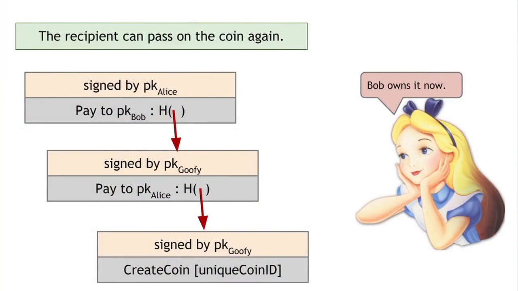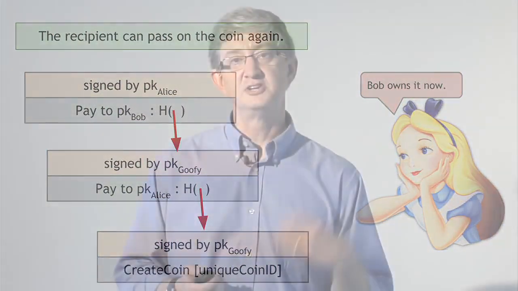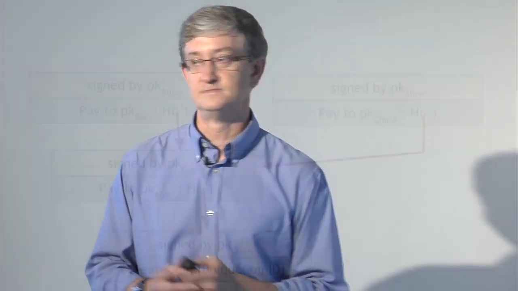So those are all the rules of Goofy Coin. Goofy can create new coins by simply signing a statement that he's making a new coin with a unique coin ID. And then whoever owns a coin can pass it on to someone else by signing a statement saying, pass on this coin to person X. And you can verify the validity of a coin by simply following the chain and verifying all of the signatures along the way. That's Goofy Coin.